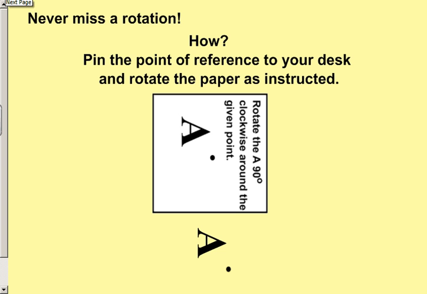That should be our answer, whether we're drawing it ourselves or we're trying to match up a multiple choice answer. That's the way we do it, and it's done. So there's really no excuse to ever miss a rotation question or the positioning of the point of reference.